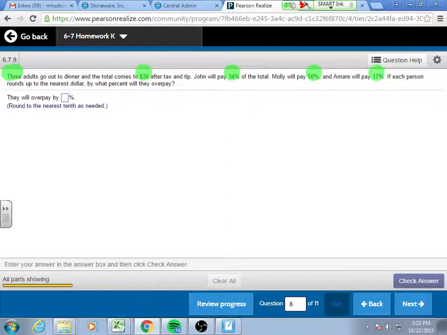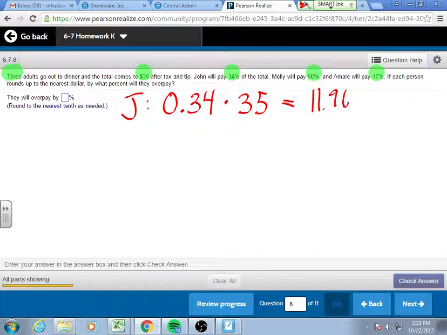Well, let's work through and find out what John is going to pay, then what Molly is going to pay, and what Amar is going to pay. So John is going to pay 34%. I set that up as my decimal value, 0.34, times the total bill, which is 35. John's going to pay about $11.90, but they said they all round up. So John ends up paying $12.